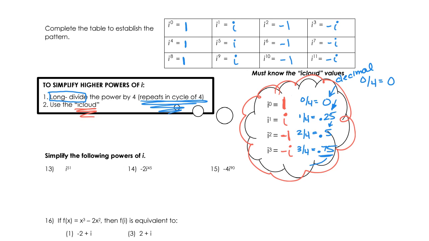If you see 0.75, you're going to know that it's -i. If you see a 0.5 in your calculator, you're going to see -1. If you see a 0.25, you're going to know it reduces to i. And if you see a 0, which you're not going to see a 0, okay, and we'll talk about that, you'll know that that's 1. Okay, so it might not make sense yet, but hang with me.